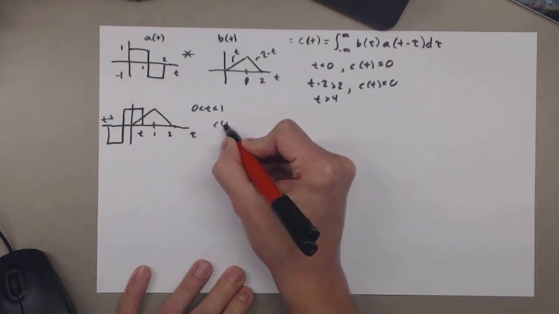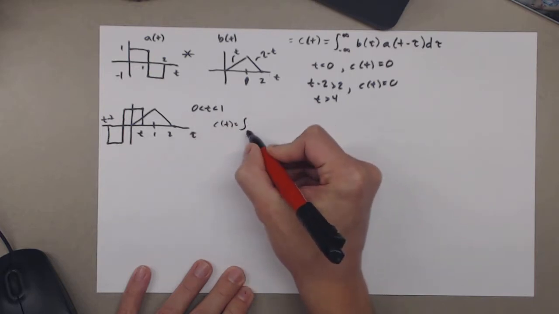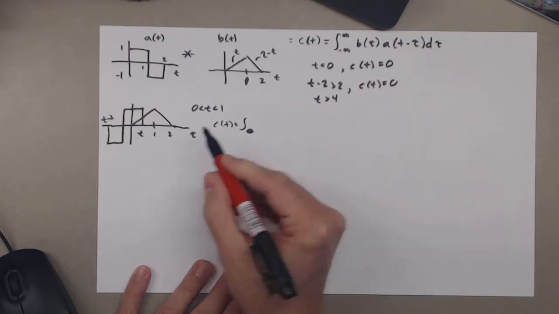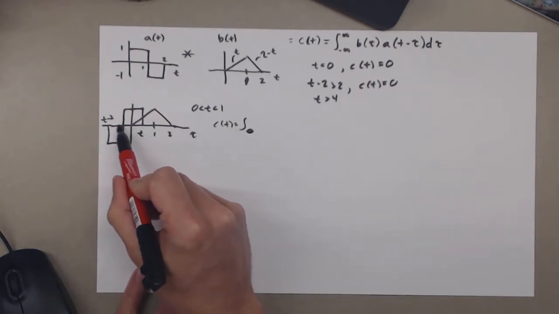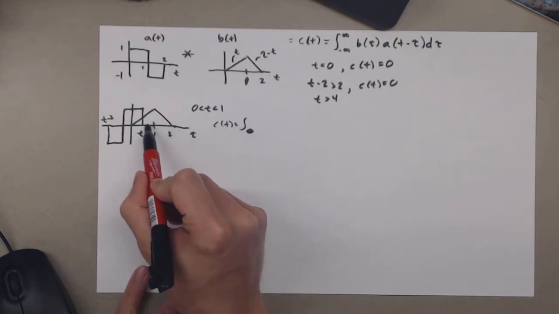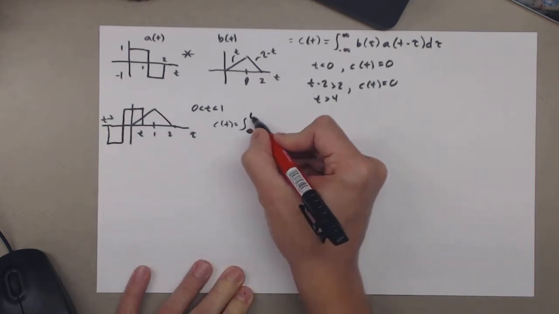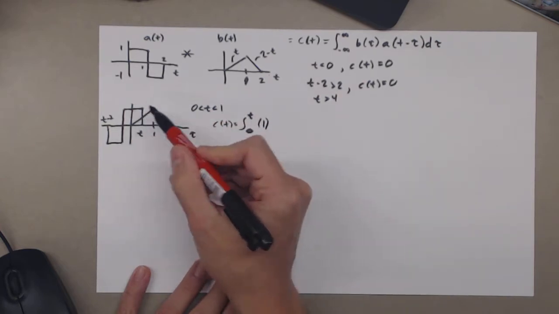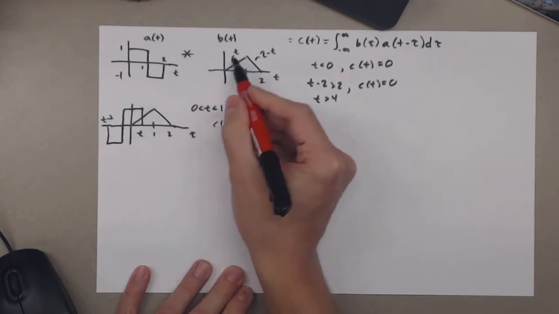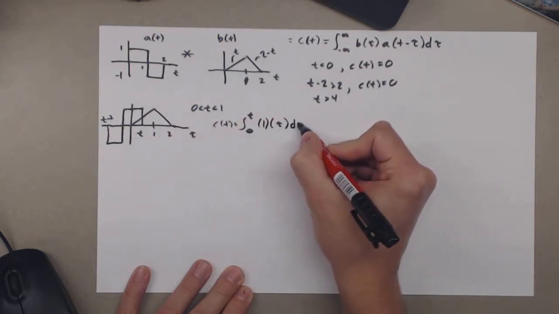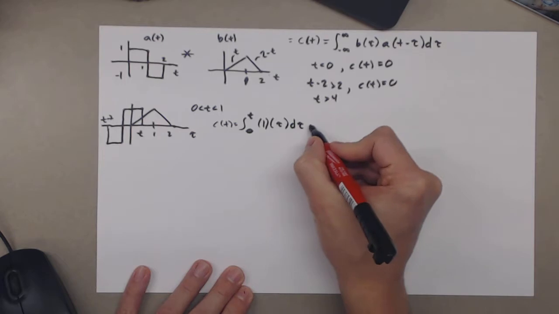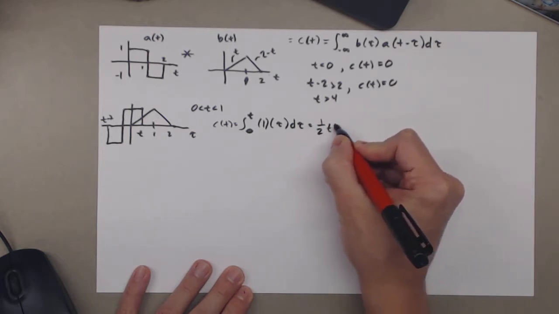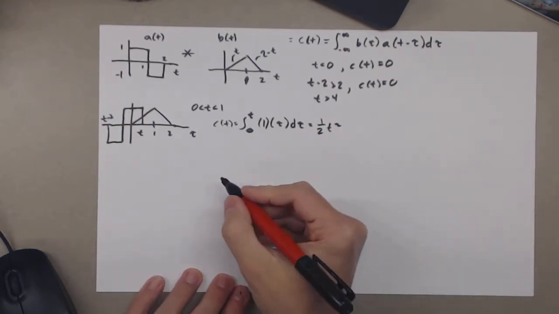Our integral in this band of time is from 0 to t, is all we have to worry about. The product of the two functions is 0 before that and 0 for greater than t. We just have to worry about 0 to t, where A of t minus tau has a value of 1, and B of tau has a value of tau. I'll skip all the math, and that's 1/2 t squared.